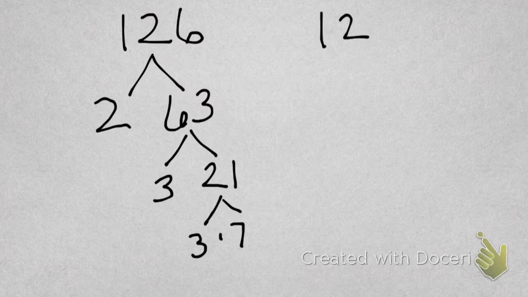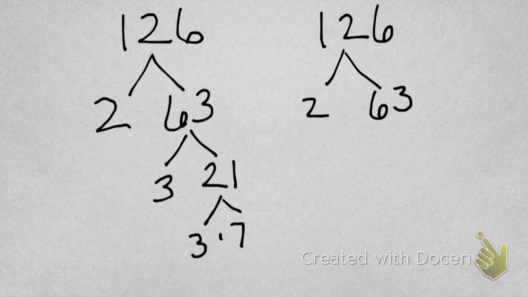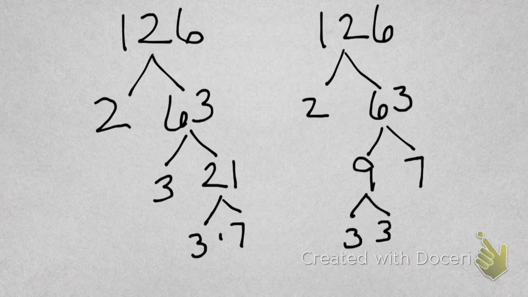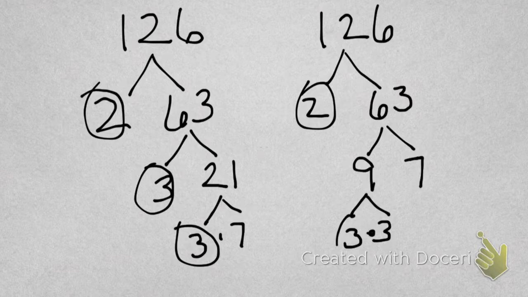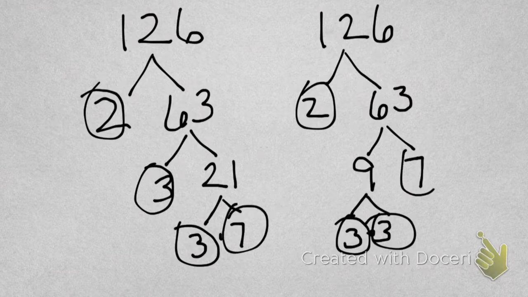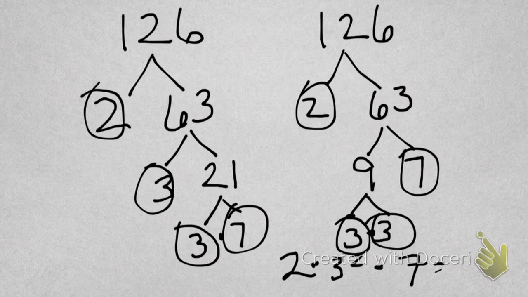Now you might have said, hey, Mrs. Spencer, isn't 63 also, what also is that? 9 times 7? Well, sure it is. So I can also do that, and I'm going to end up with the same thing, which is a 2, 2 3's, and 1 7. So it doesn't matter which way you go on your tree, as long as you go all the way down to the prime number, you will still get the same answer. And in this case, it's 2 times 3 squared times 7 is 126.